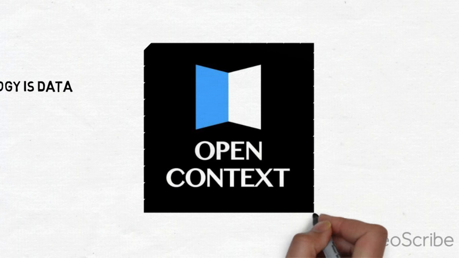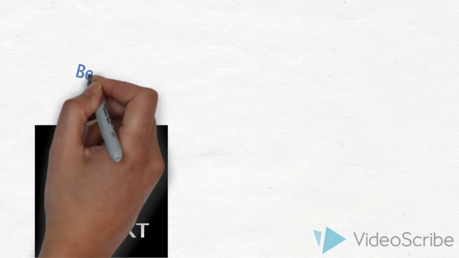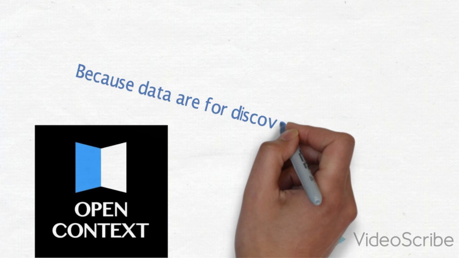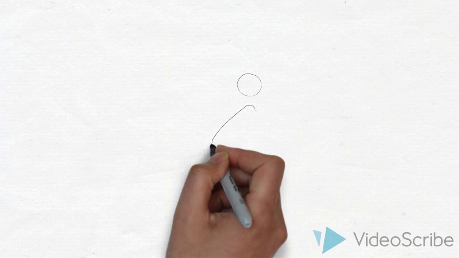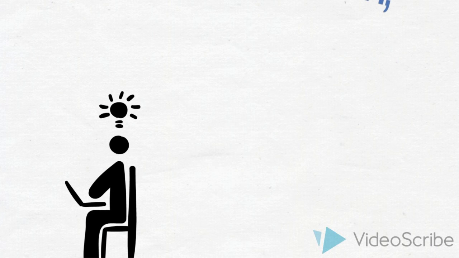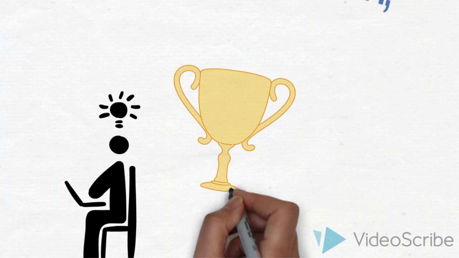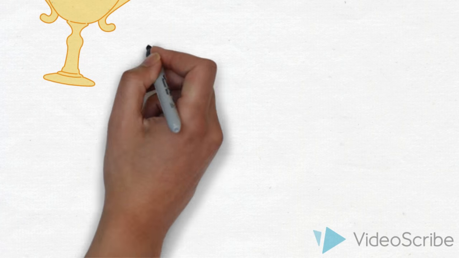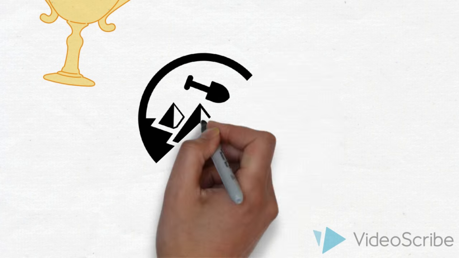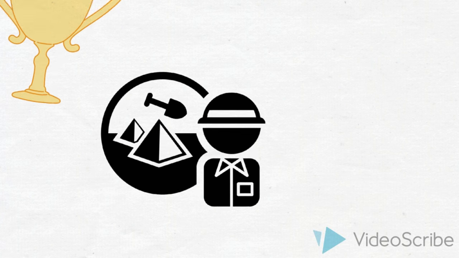Open Context publishes data to the web, as their tagline has it, because data are for discovery and inspiration, not just management. We'd like to inspire you to discover our data. So we're holding a competition for students, researchers, and anyone else who's interested. Explore Open Context and visualize the stories in the data that you find. You've got all term, so why not get started?